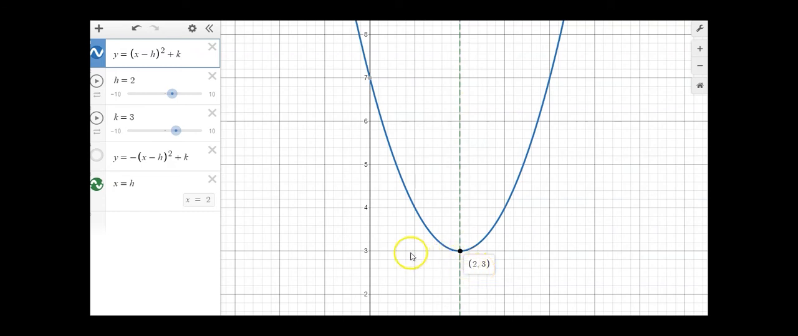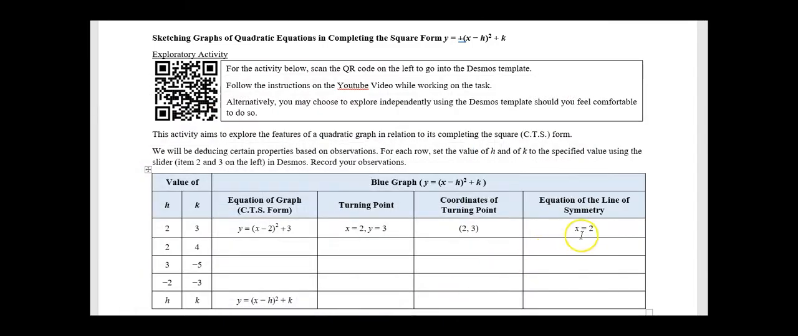So unsurprisingly, the equation of the line of symmetry is x equals 2, which coincidentally is also the x coordinate of the minimum point. So in the handout, we already have x equals 2 as our line of symmetry. And before I go on to the subsequent rows, I want to point out certain observations which we will be trying to generalize later on.